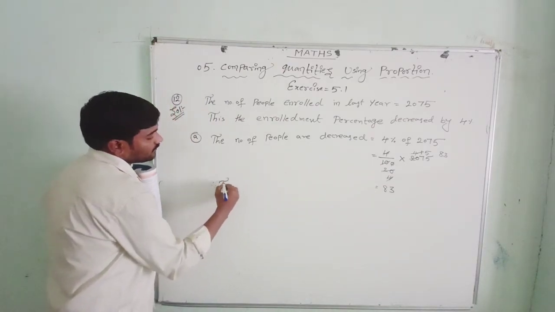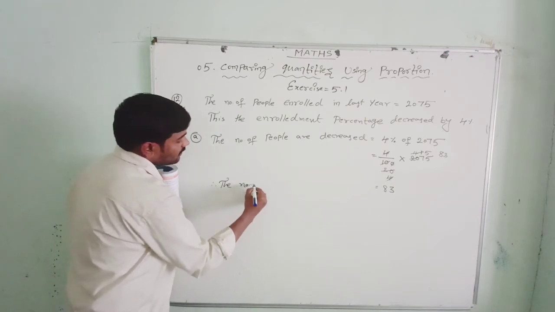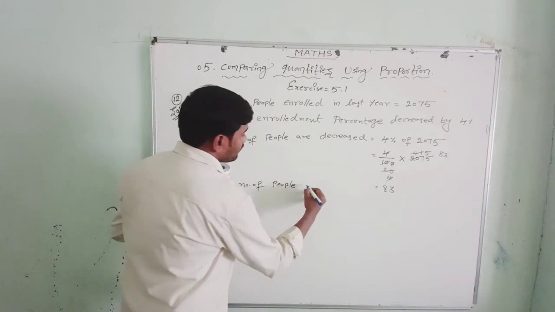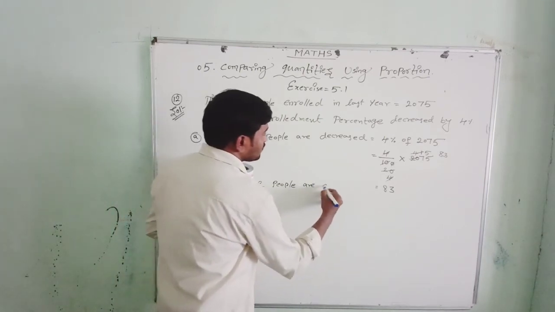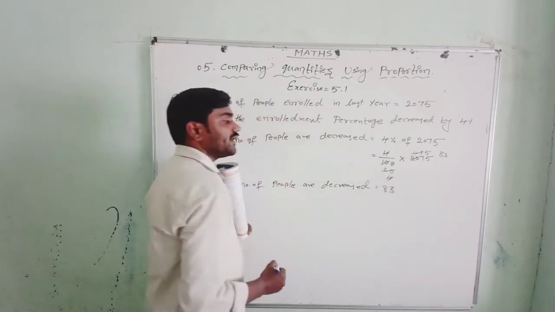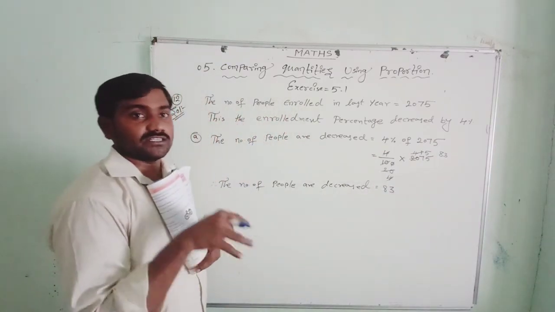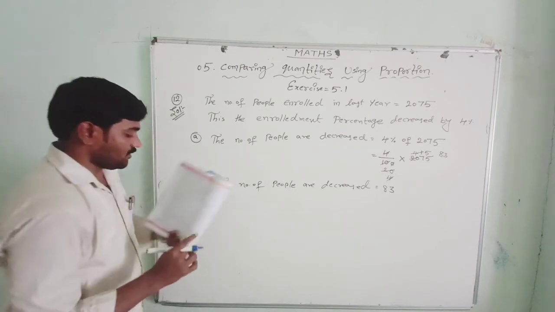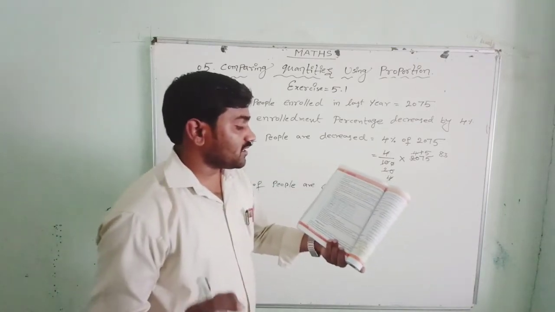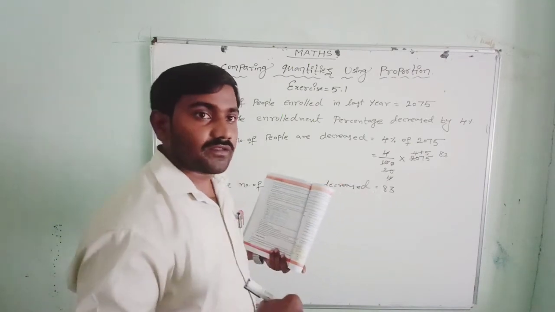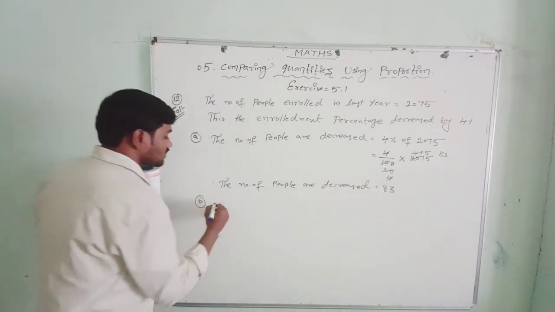Therefore we can write the number of people decreased equals 83. The 83 people are decreased this year. Then what is the total number of people? See, how many members are enrolled during this year? How many members are there now? The number of people enrolled this year.